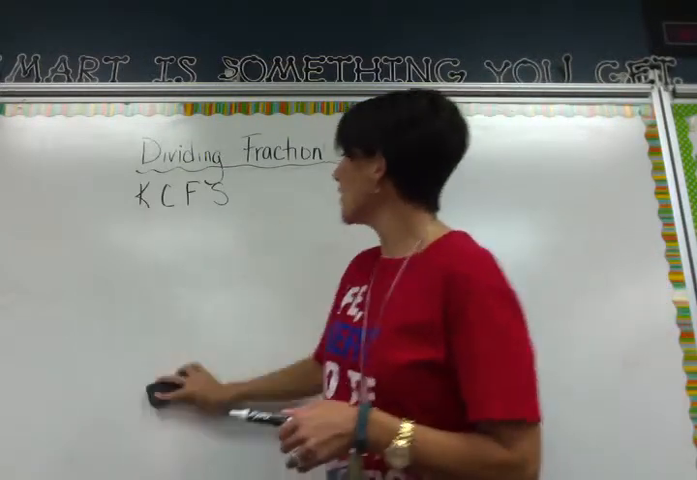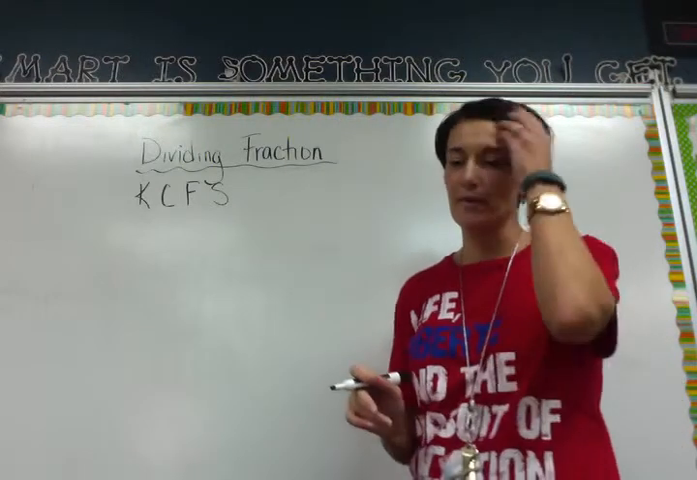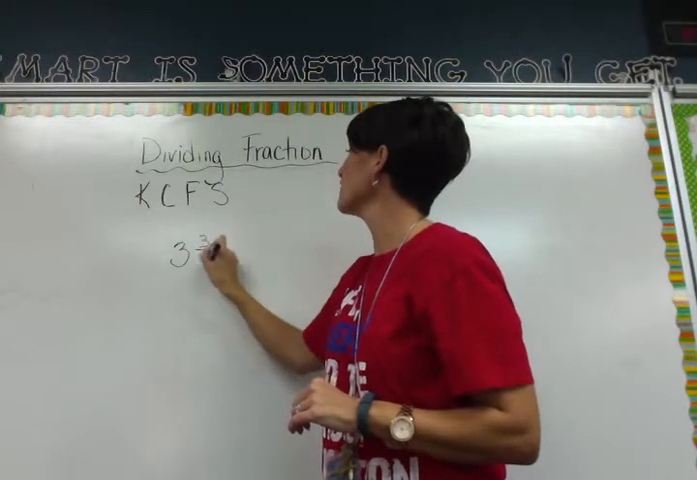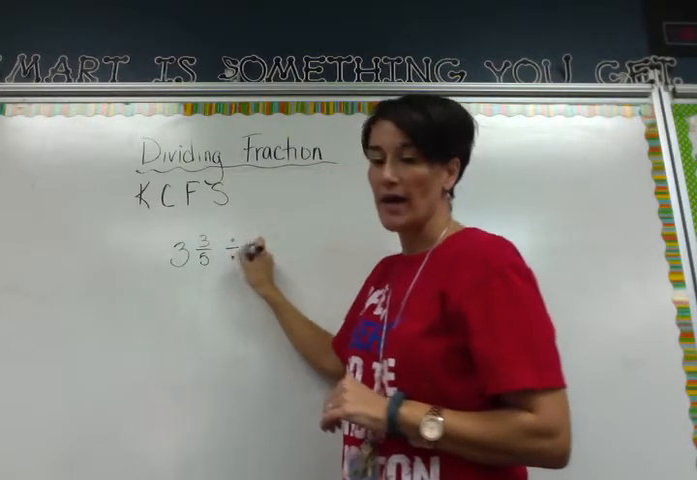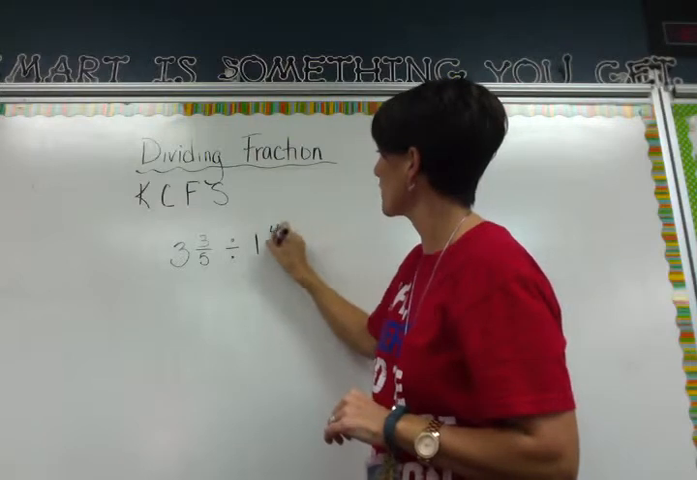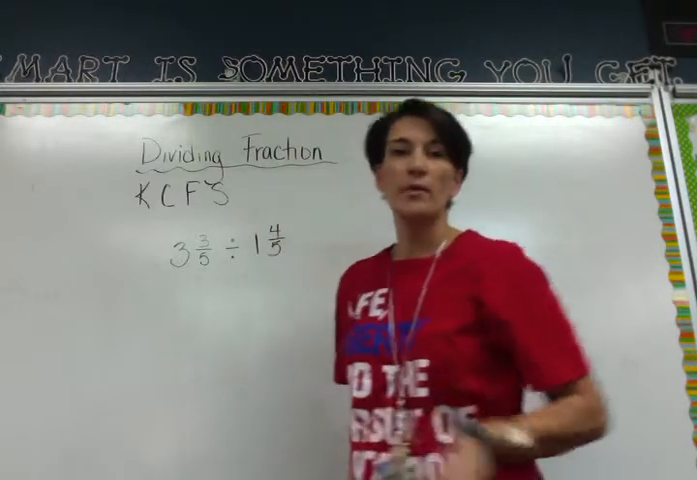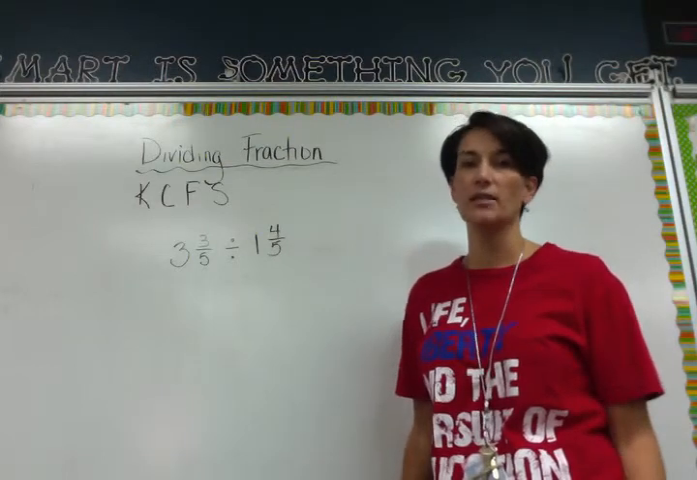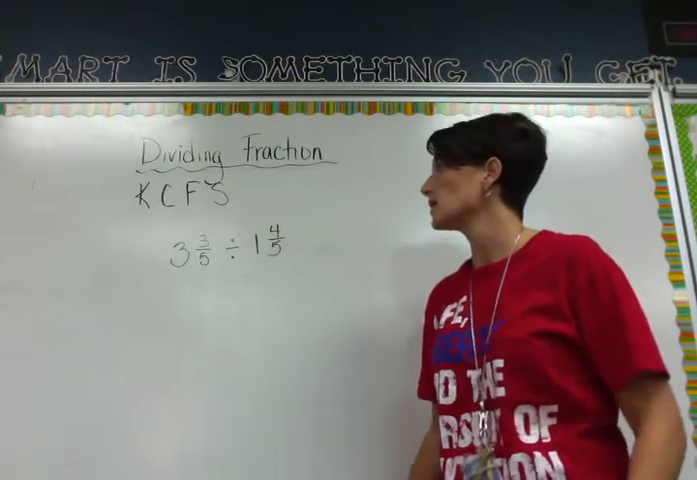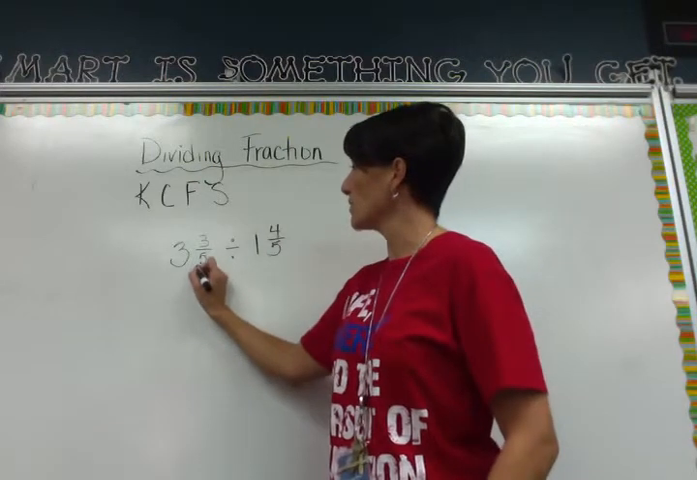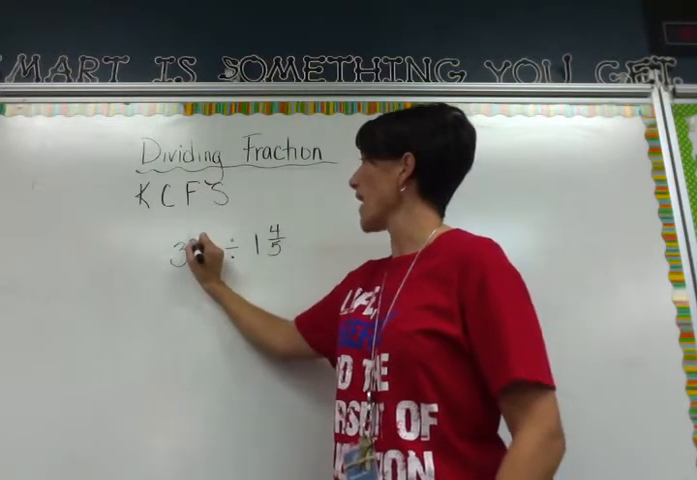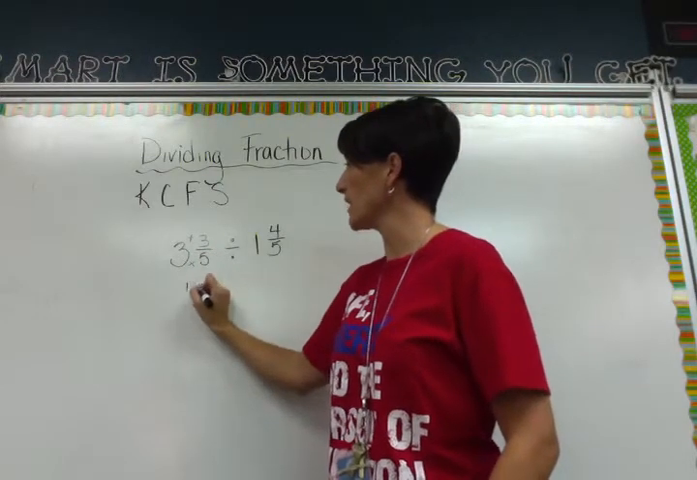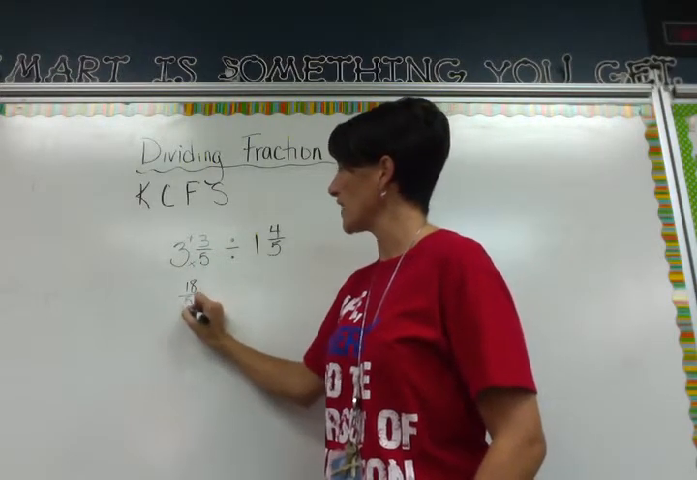All right, so now into the harder problems, the mixed numbers. Let me get some problem written up here. So we have 3 3/5 divided by 1 4/5. If you remember my last video with multiplying mixed numbers, we have to change them into improper fractions. This doesn't change when we start to divide. So remember that you multiply first and then you add. So I'd have 5 times 3 is 15, plus 3 is 18 over 5.